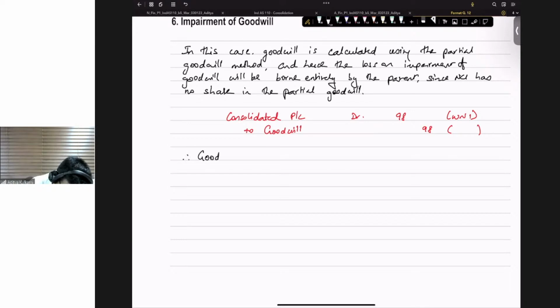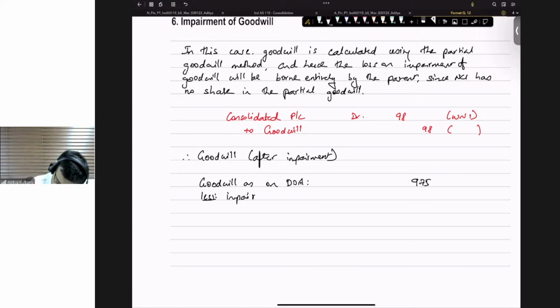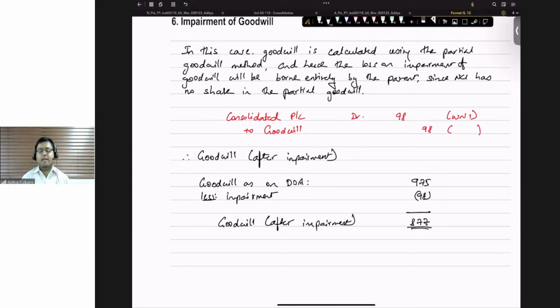Therefore, goodwill after impairment will look something like this. As on date of acquisition, how much was it? If you remember, it was 975, less impairment, 98. So this leaves you with 877. Goodwill after impairment. So this is how the effect will be given.